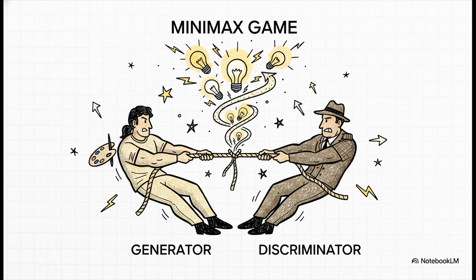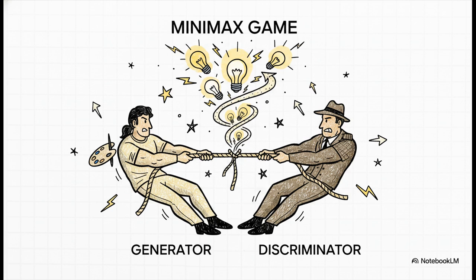So what's the actual math driving this whole setup? It's driven by what we call a Minimax game. The generator is constantly trying to minimize the probability that the discriminator guesses correctly. Its only directive is, make realistic data, fool the detective, period. Meanwhile, the discriminator is trying to maximize its own classification accuracy. Its directive is simply catch the fakes.